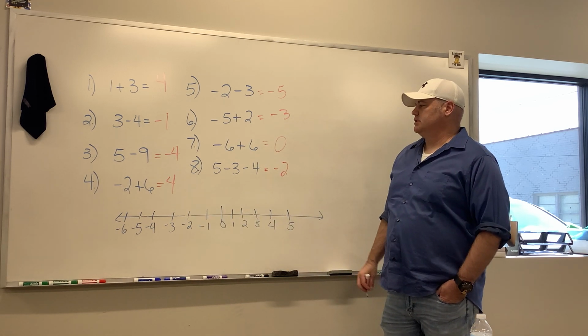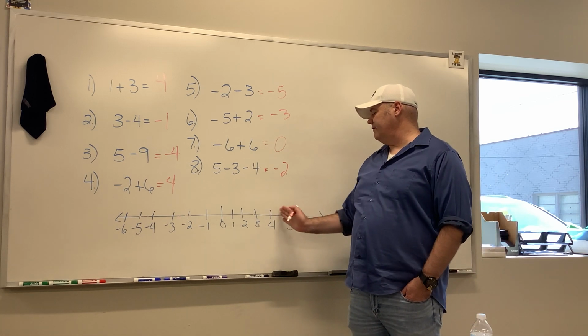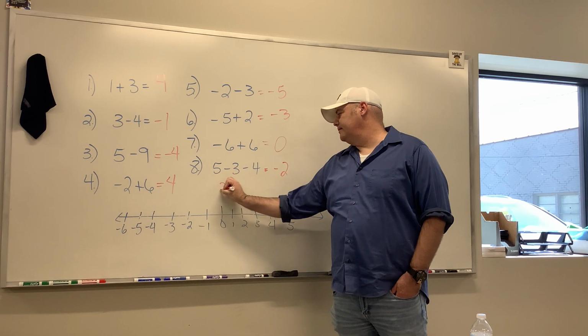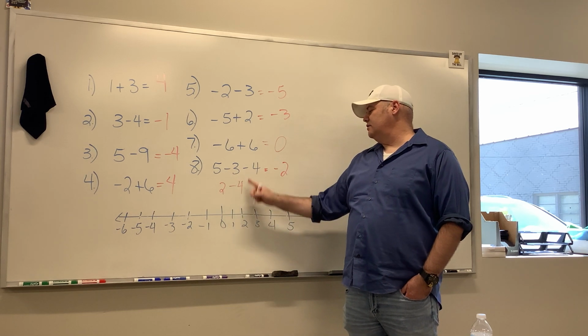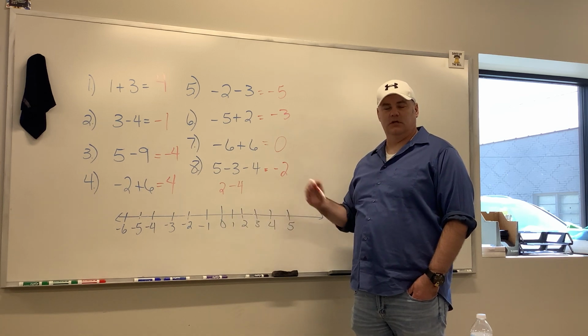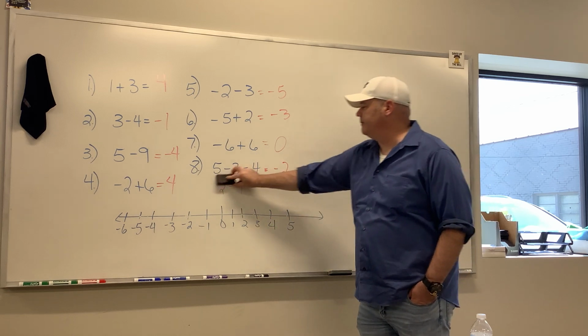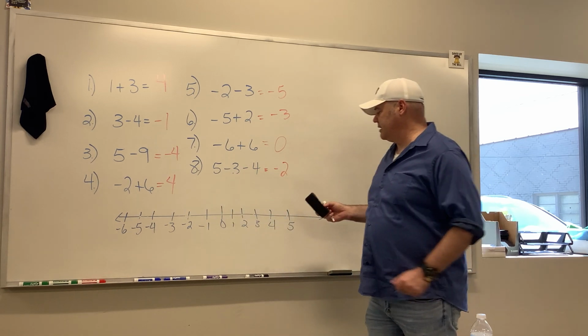Okay. So, if you wanted to do this in pieces, you could have gone 5 minus 3 is 2. And then do 2 minus 4, and that would have put you at -2 as well. You could have done it that way, if that makes more sense to you, going number by number, okay? So those were the answers from yesterday.